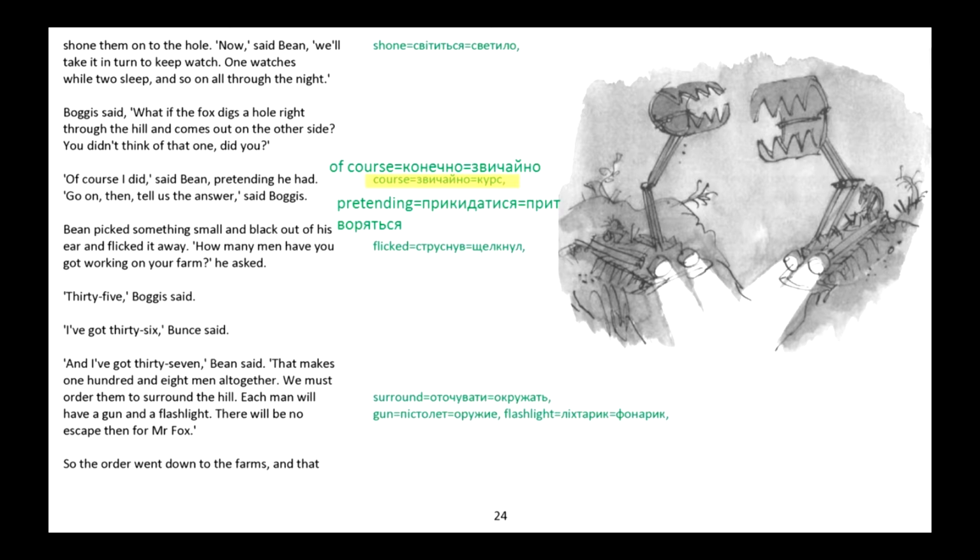Bean picked something small and black out of his ear and flicked it away. "How many men do you got working on your farm?" he asked. "35," Bogus said. "I've got 36," Bunce said. "And I've got 37," said Bean. "That makes 108 men altogether. We must order them to surround the hill. Each man will have a gun and a flashlight. There will be no escape then for Mr. Fox." So the order went down to the farms.